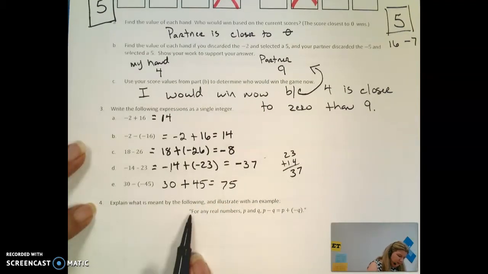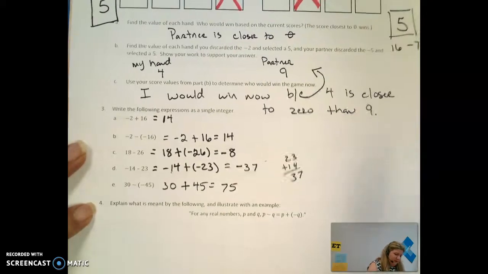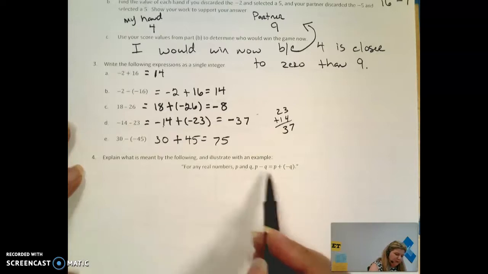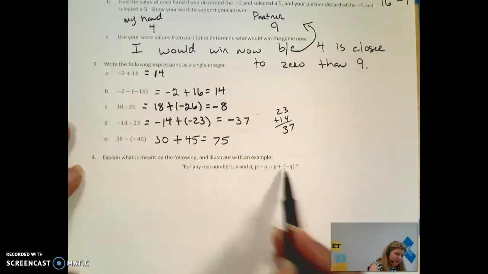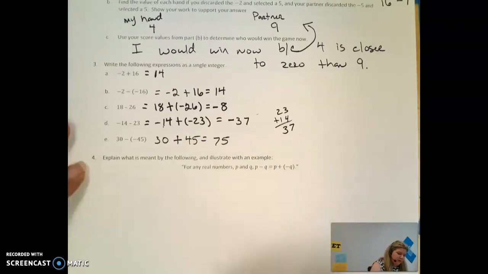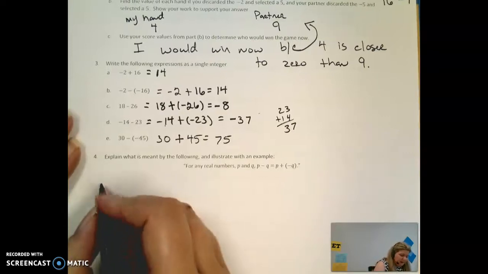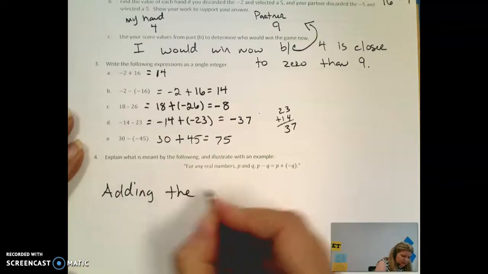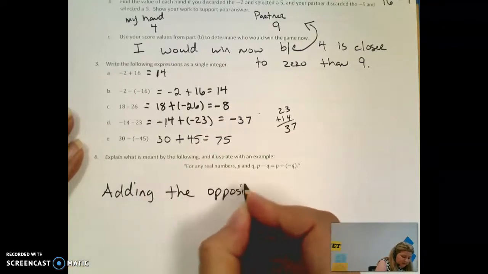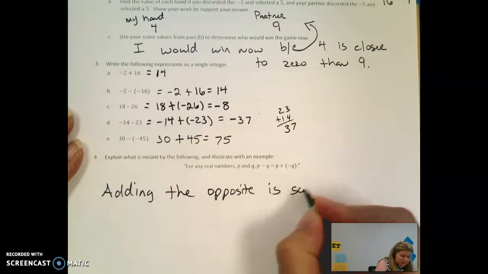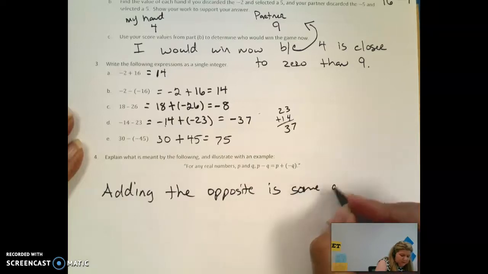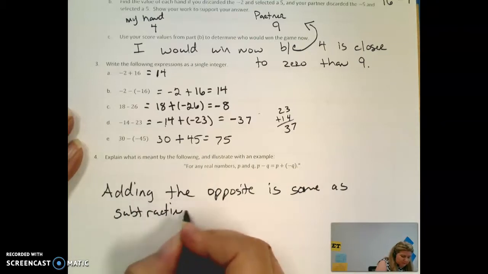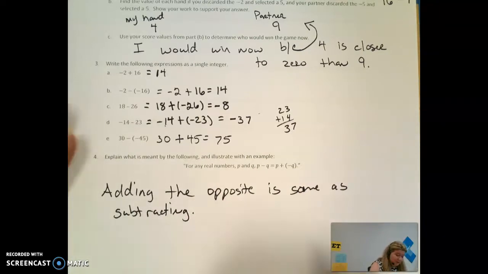Okay, explain what is meant by the following and illustrate with an example. For any real numbers p and q, p minus q equals p plus negative q, or the opposite of q. Okay, so that means that adding the opposite is the same as subtracting. Okay, and here's an example.